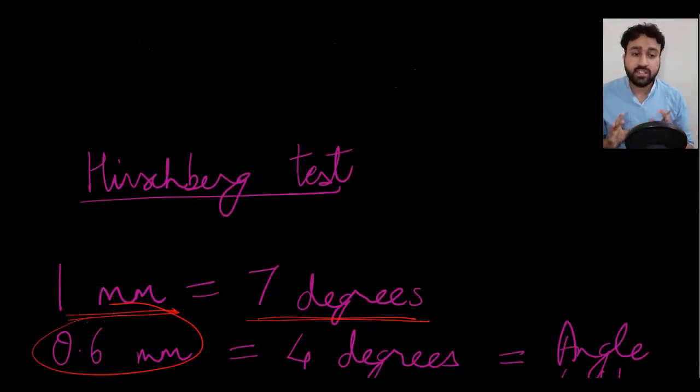Now, guys, if you remember, I also told you that the Hirschberg test is a quantitative test. By looking at the displacement of the corneal reflex from the center of the pupil, we can give a rough estimate of the degree of tropia, right? So if it's a 1 mm displacement, it means there is 7 degrees of misalignment or tropia, right? So 0.6 mm, which is the normal corneal reflex seen, corresponds to 4 degrees. That 4 degrees is your angle kappa, right? So we measure the angle kappa by looking at the corneal reflex.